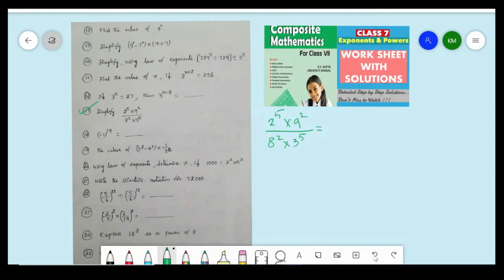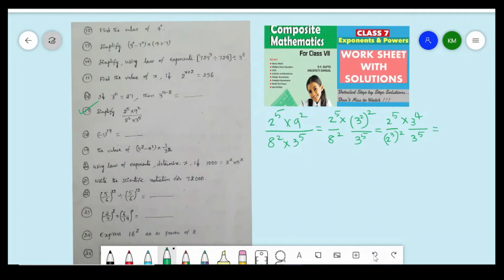So we have to rewrite this entire expression in such a way that we can easily solve this problem using the formulae of the exponents and powers chapter. So I am rewriting here 2 power 5 as it is. 9 can be written as 3 square and whole to the power of 2, divided by 8 square divided by 3 power 5. This again can be written as 2 power 5 multiplied by 3 power 4 divided by, again, 8 square can be rewritten as 2 power 3 whole power 2, divided by 3 power 5.